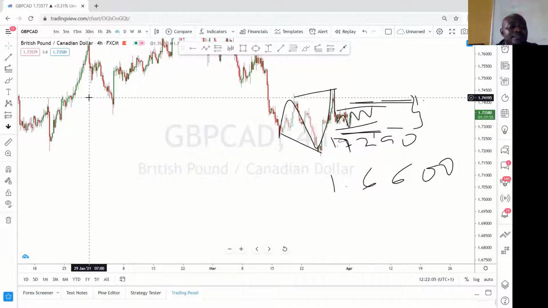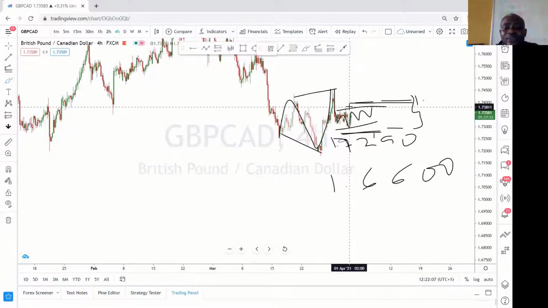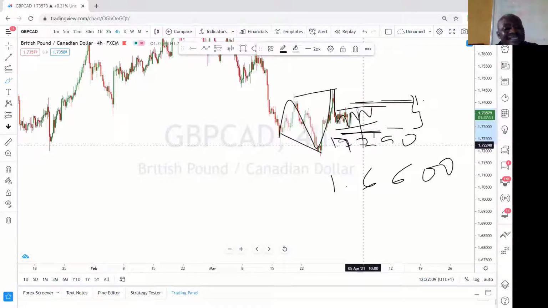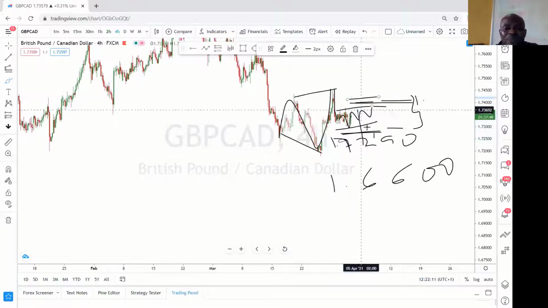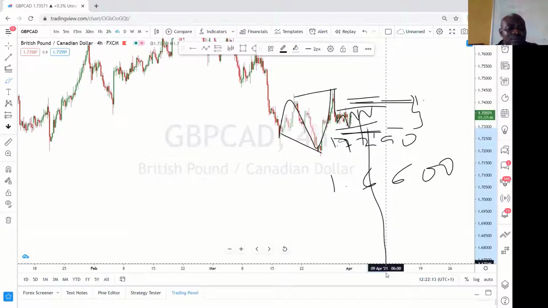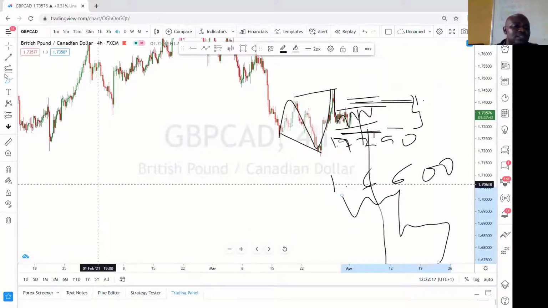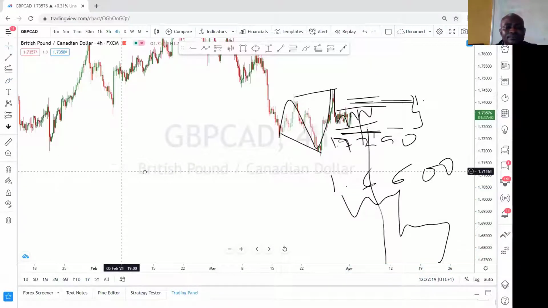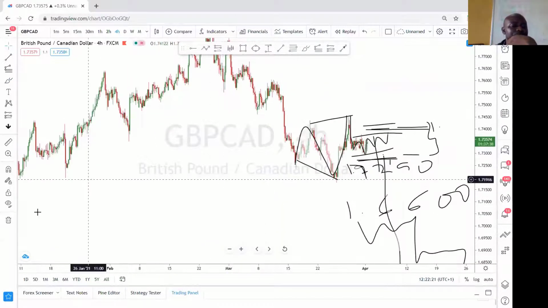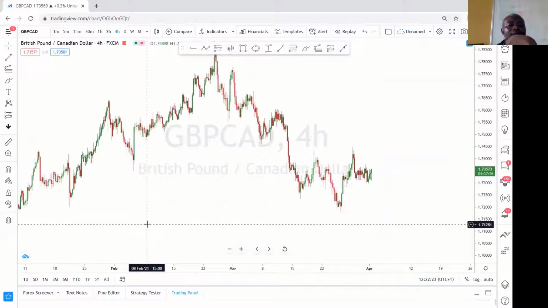Because I know anything that makes this pair break here, break this consolidation area here, is bye-bye. It's not coming here again. It's going to come down, correct, come down, correct, come down, until it hits that level. Alright? So, that is a GBP card.